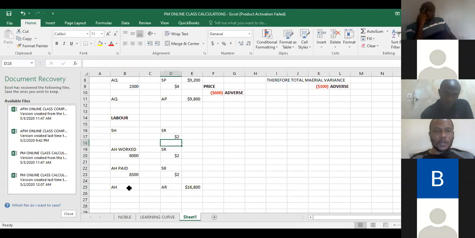All I need now is my standard hour. So what's my standard hour for labor? 2 hours. My standard hour for labor is usually per unit. This standard information is usually per unit. So 2 hours.